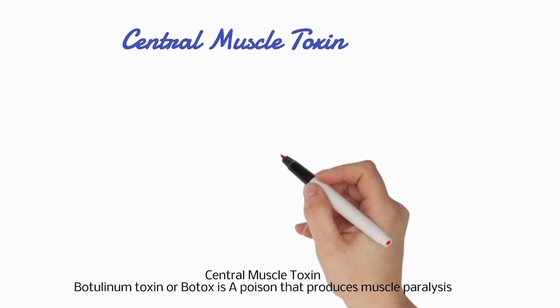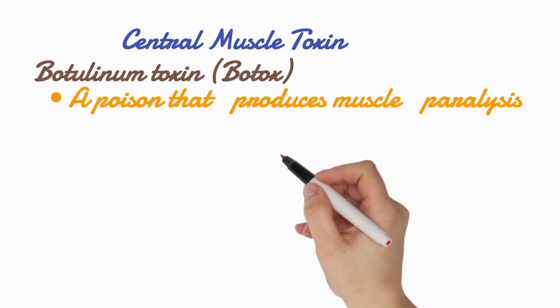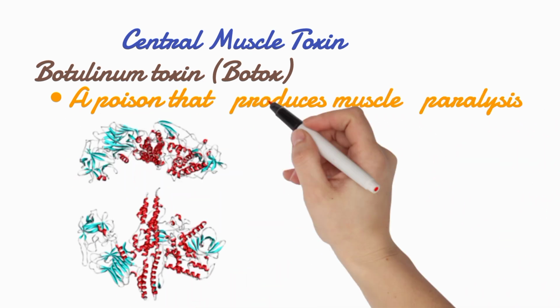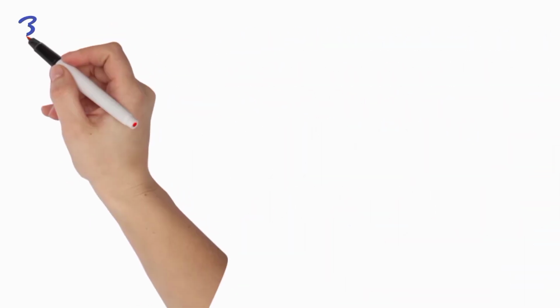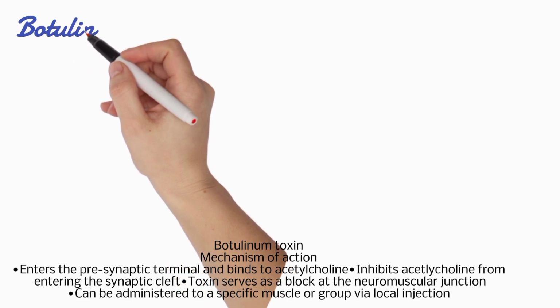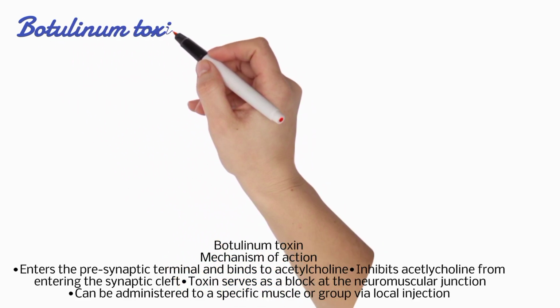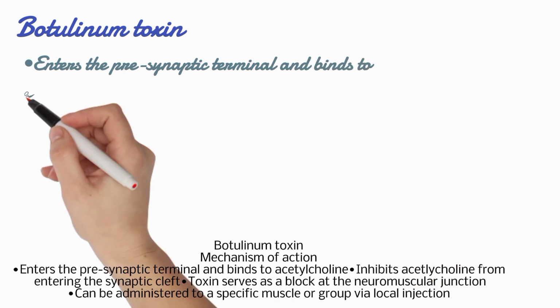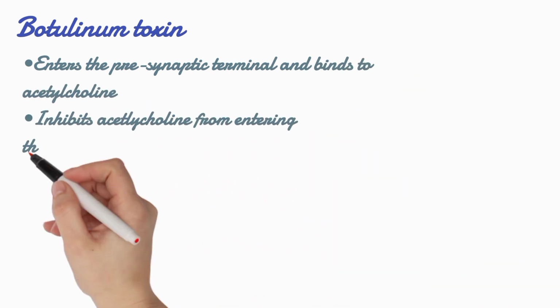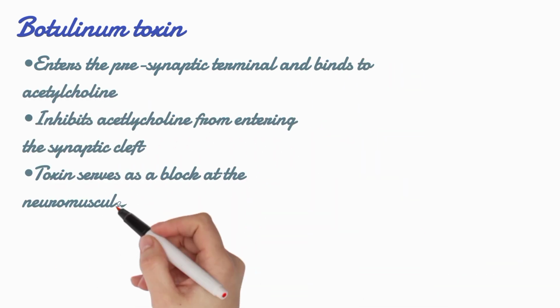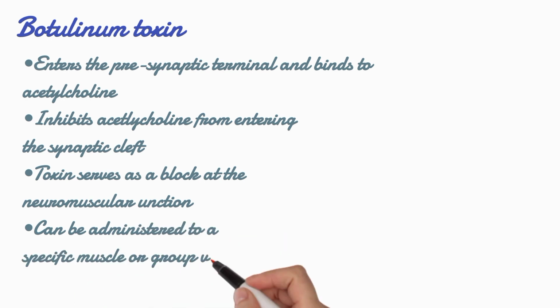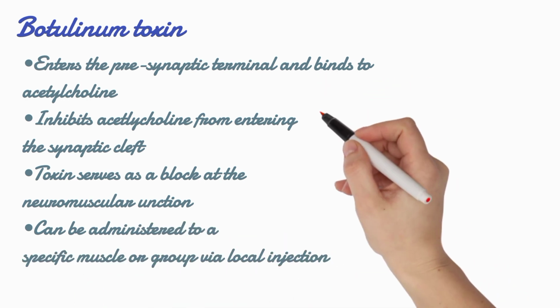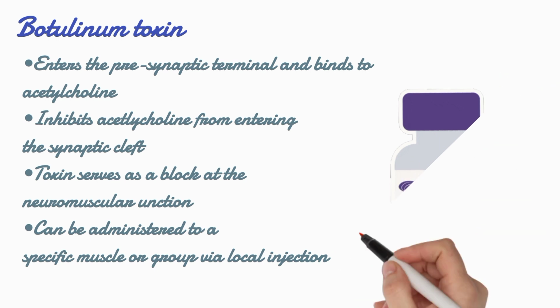Central muscle toxin: botulinum toxin or Botox is a poison that produces muscle paralysis. Botulinum toxin mechanism of action: it enters the presynaptic terminal and binds to acetylcholine, preventing acetylcholine from entering the synaptic cleft. The toxin serves as a block at the neuromuscular junction, and can be administered to a specific muscle or group via local injection.